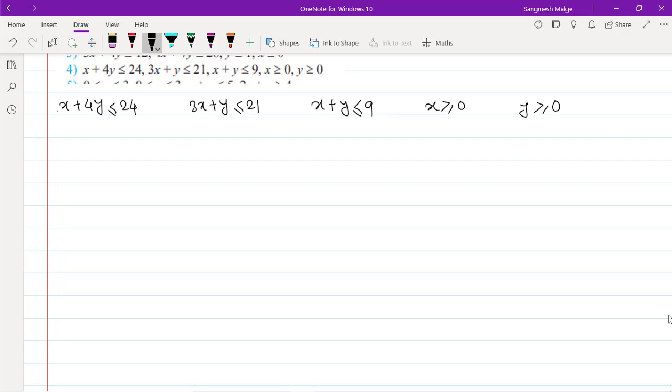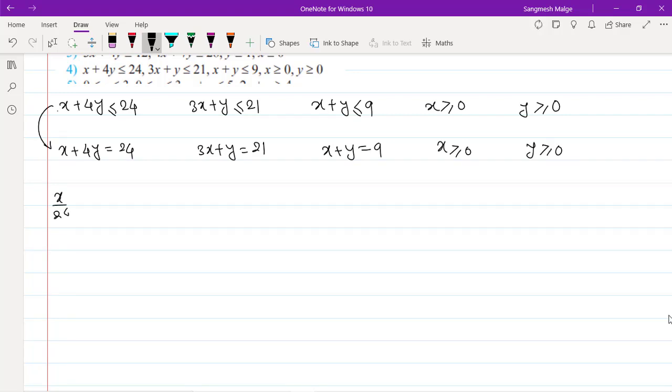That's great. See here, if you observe, we have 5 inequalities in this, out of which 2 are non-negative constants. Okay, however many inequalities you give, we have the concept with us. We can solve for any number of inequalities. First step is what? First get the equation of line. X plus 4y equals to 24, 3x plus y equals to 21, x plus y equals to 9, x positive, y is also positive.